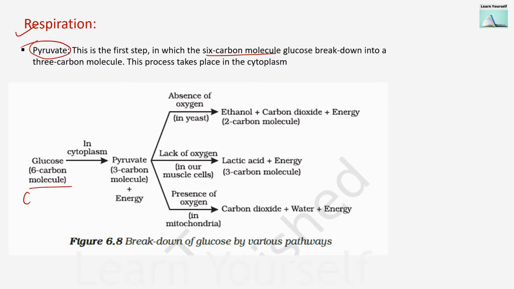We know it is C6H12O6. So it will convert into a 3 carbon molecule, and this process is known as pyruvate. This happens in cytoplasm. So when it converts into a 3 carbon molecule, it also gives us energy. Now going forward, there will be 3 different processes.